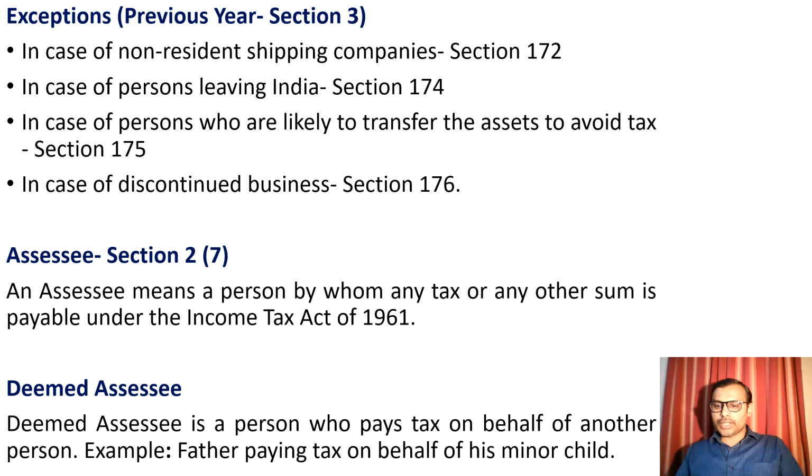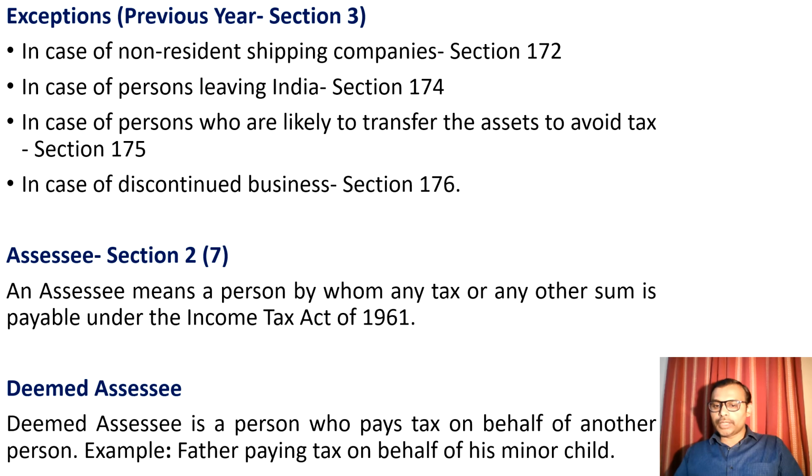Next, deemed assessee. Deemed assessee means he is considered, deemed to be assumed, as an assessee. A deemed assessee is a person who pays tax on behalf of another person. Directly he is not paying the tax, but he is paying the tax on behalf of another person. Take for example a father paying the tax on behalf of his minor child. Suppose, for example, child actors or people who play sports in their childhood may earn some money. When they earn some money, the minor child cannot file tax on behalf of themselves.